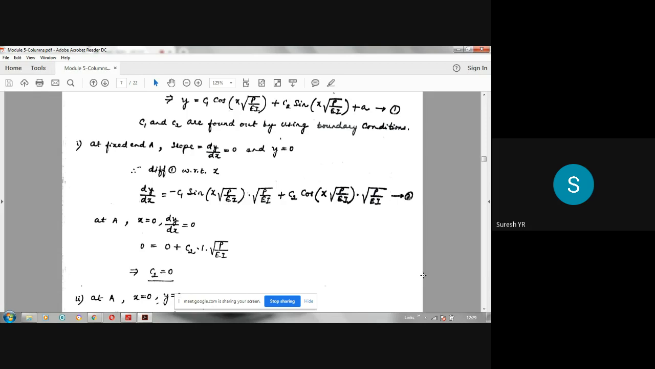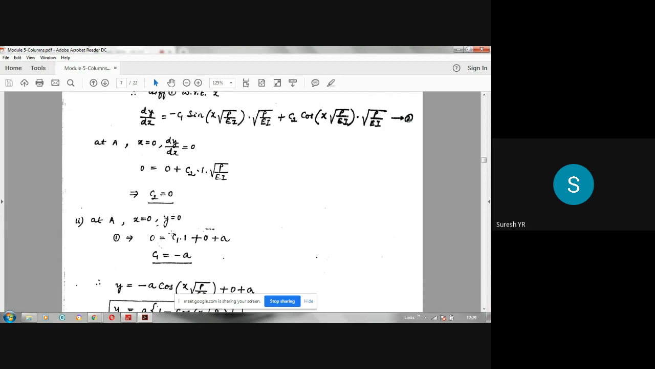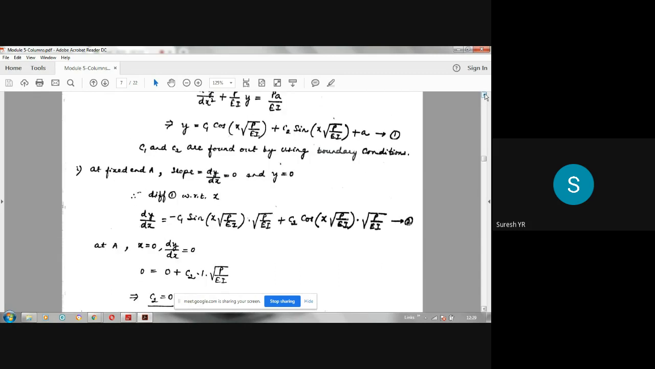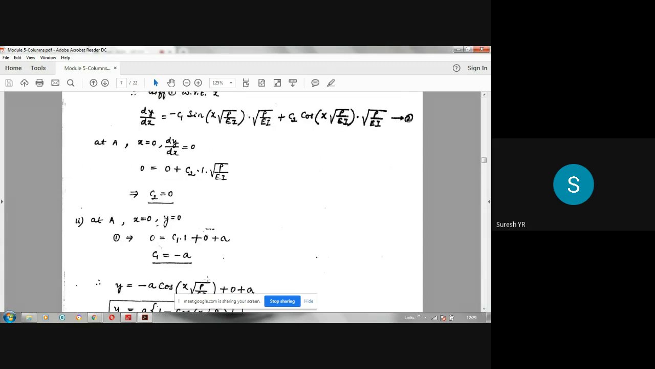Now use the second boundary condition. At x equal to 0, deflection is 0, that is y equal to 0. If you substitute that in the deflection equation, at x equal to 0, cos 0 is 1. So 0 is equal to C1 into 1 plus C2 into 0, because sin 0 is 0, plus a. If you simplify that, you get C1 as minus a. So by applying the boundary conditions, you got C2 as 0 and C1 as minus a.